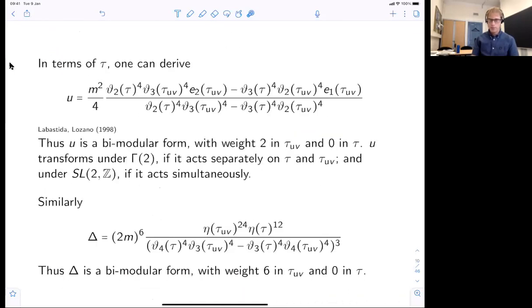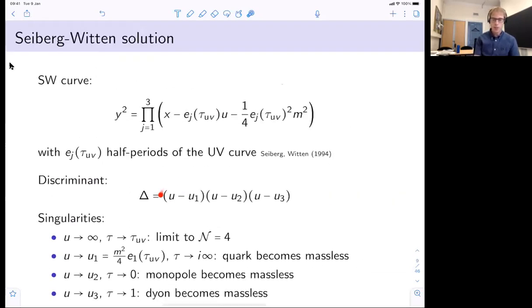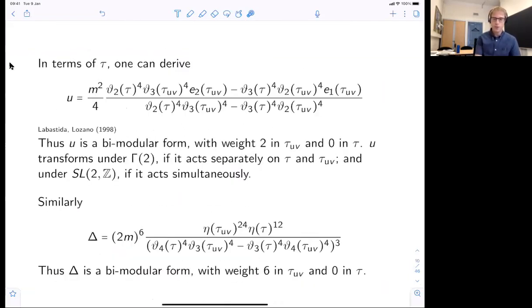Okay. Now from this curve, we can actually write this U as a function of tau and tau UV, and you can basically see these relations. And so you find for U the following expression. It's a little bit complicated. You get some combination of these thetas, Jacobi theta functions, and the half periods. But one thing you can see is that if you send tau to tau UV, then the denominator goes to zero, so that we see that U in fact does diverge at that point.